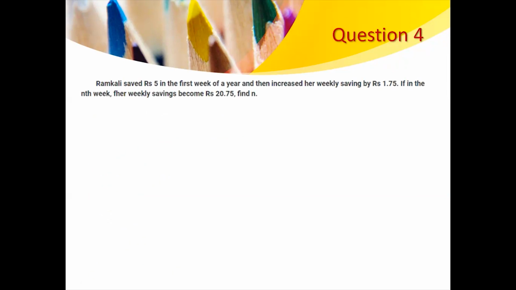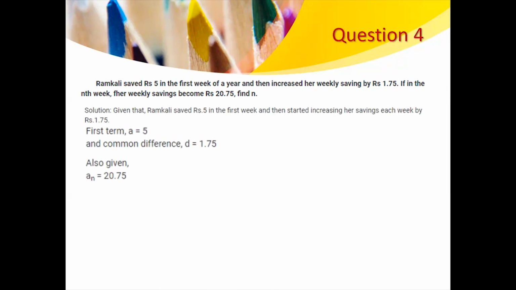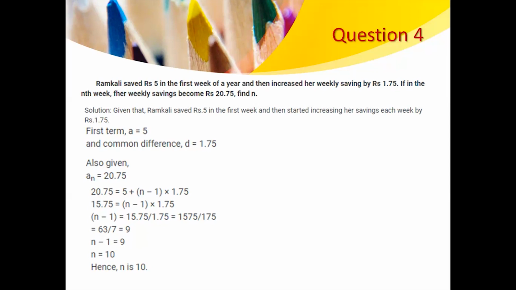Ramkali saved ₹5 in the first week of her year and then increased her weekly saving by ₹1.75. In the nth week, her weekly saving becomes 20.75, and that n you have to find, in which week her weekly saving becomes 20.75. So my first term is A and my common difference is 1.75, and my nth term is 20.75.